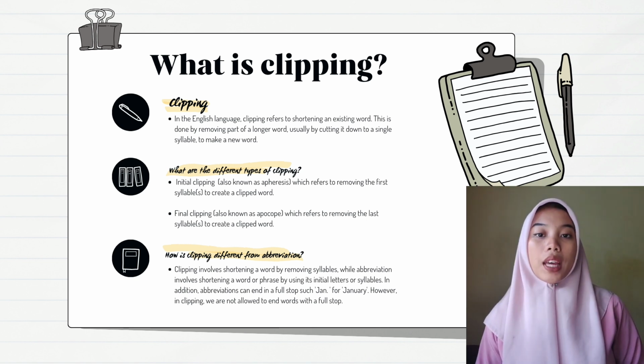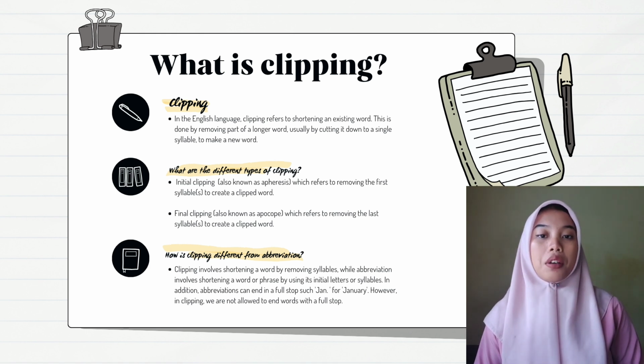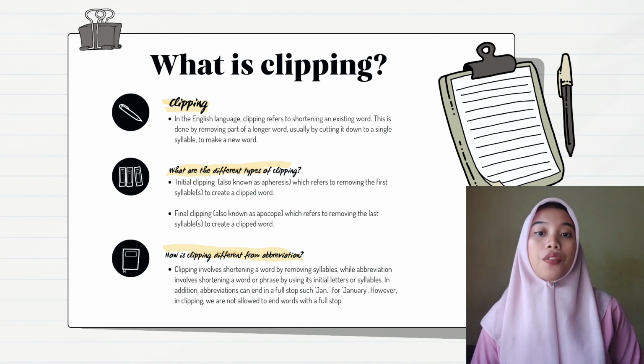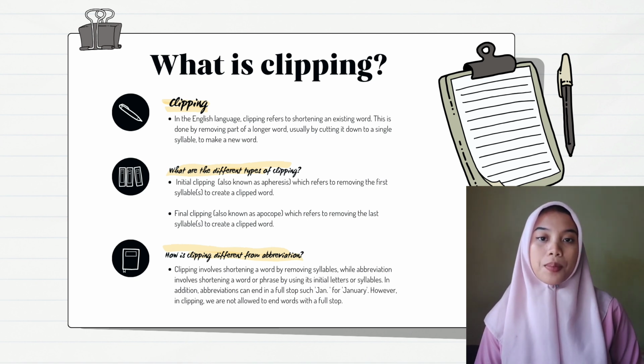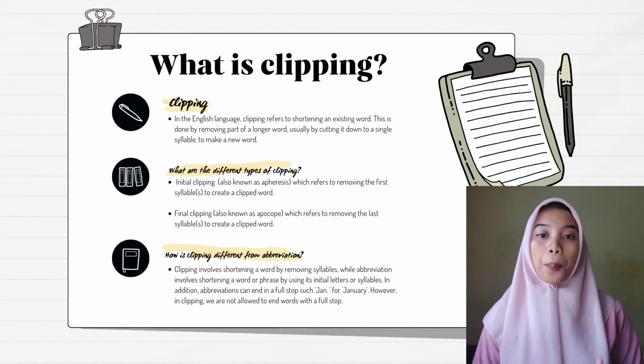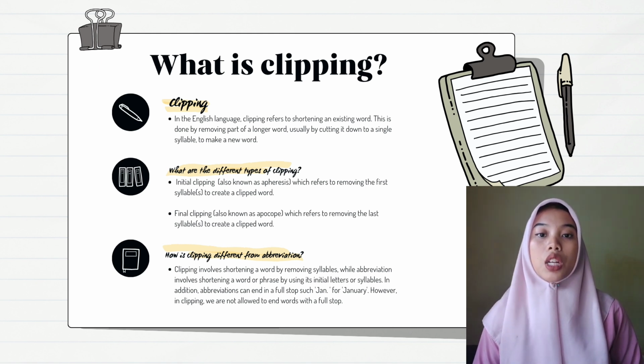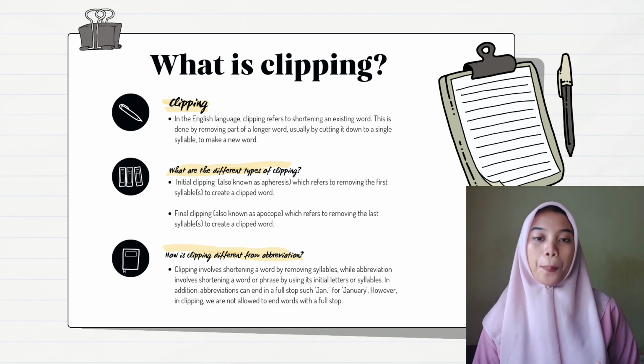How is clipping different from abbreviation? Clipping involves shortening a word by removing syllables, while abbreviation involves shortening a word or phrase by using its initial letters or syllables. In addition, an abbreviation can end in a full stop, such as Jan. for January. However, in clipping, we are not allowed to end a word with a full stop.